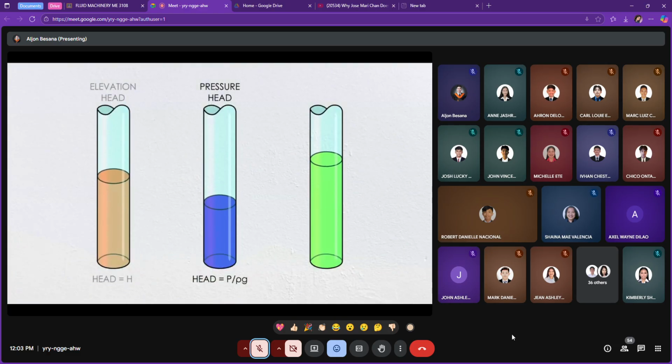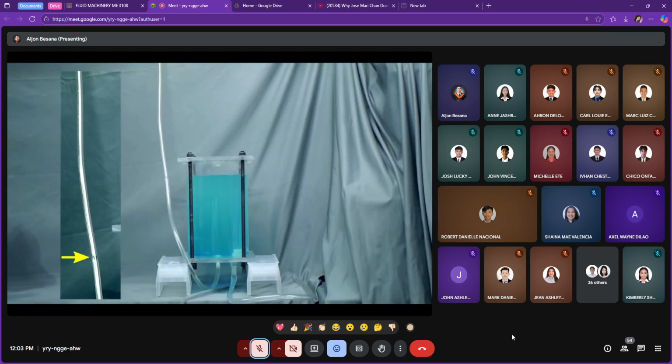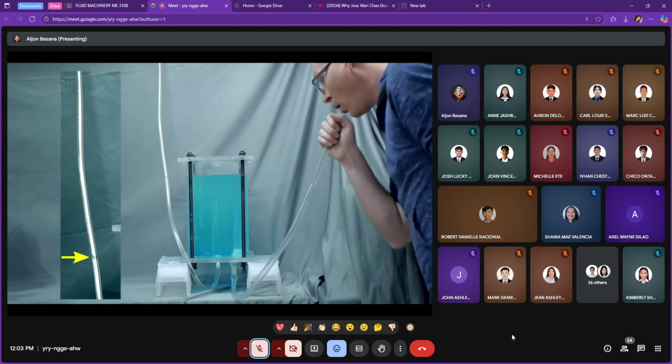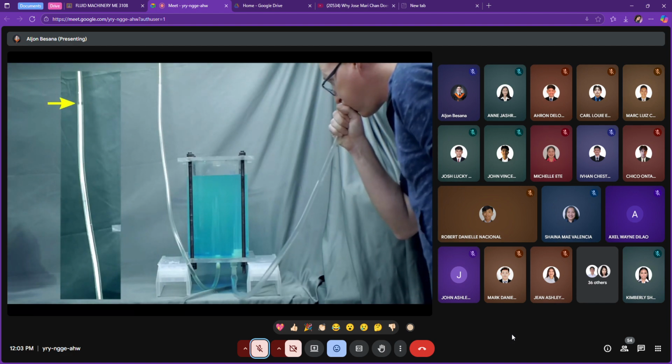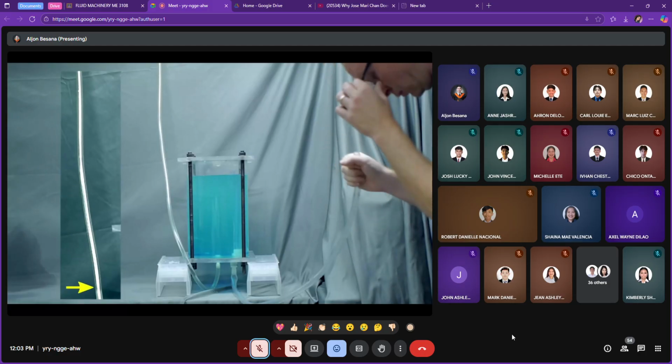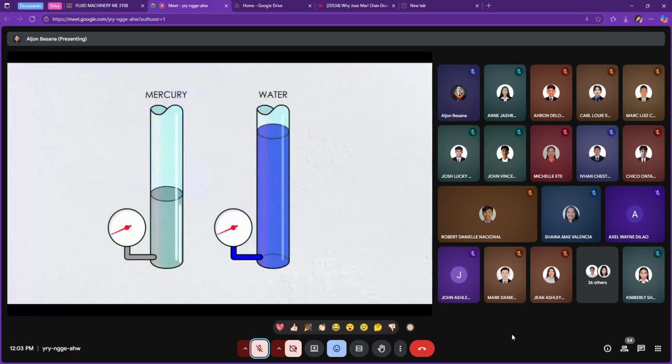The second type of energy is pressure head. In this case, the head is the pressure divided by the gravity times the density of the fluid. So if I close off the top of my tank and add some air pressure, the level in the tube goes up. The new height is the pressure head, the equivalent static column related to the pressure in the tank. For a given pressure, a denser fluid like mercury will have a lower head compared to a lighter fluid like water because they have different unit weights.